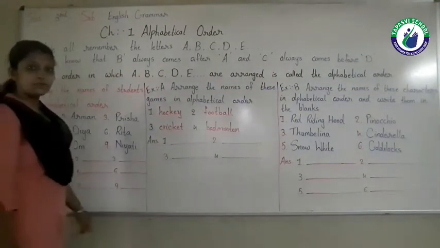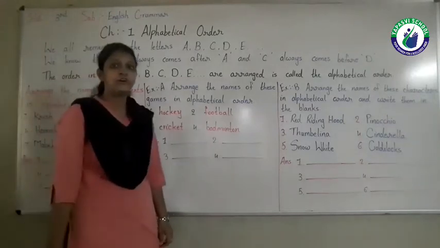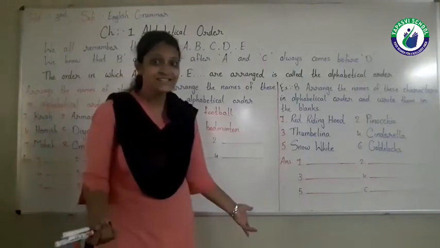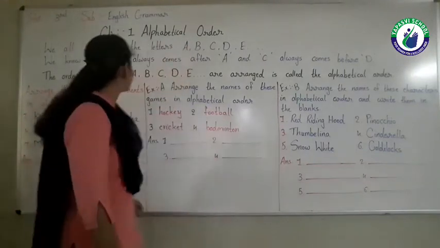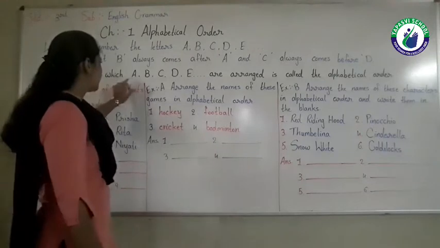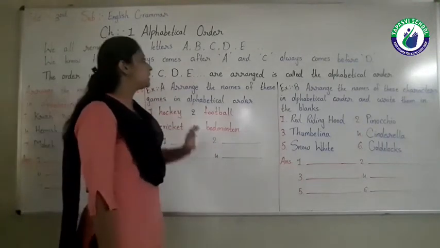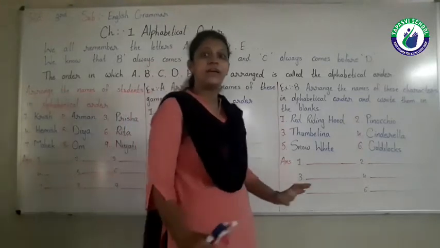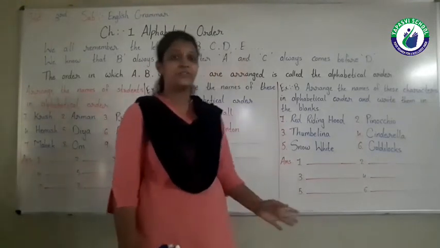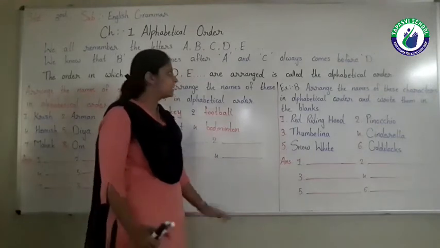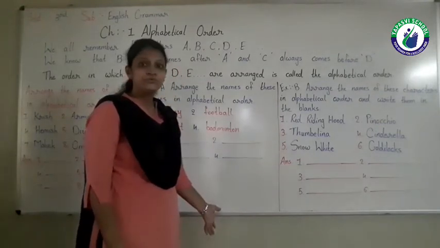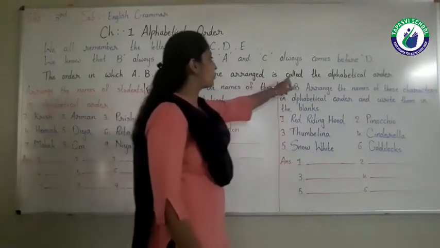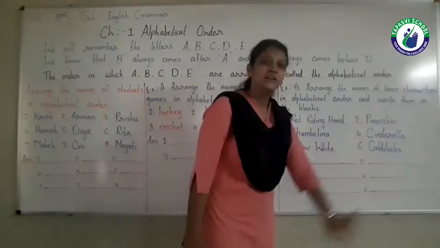Now I'll give you the definition of alphabetical order. I'll tell you what is alphabetical order. The order in which A, B, C, D, E, F, G, H, I, J, K, L, M, N, O, P, Q, R, S, T, U, V, W, X, Y and Z are arranged is called the alphabetical order.